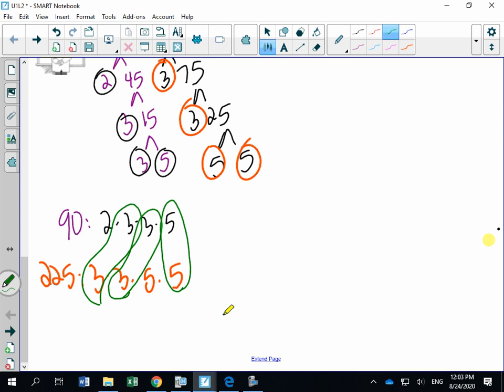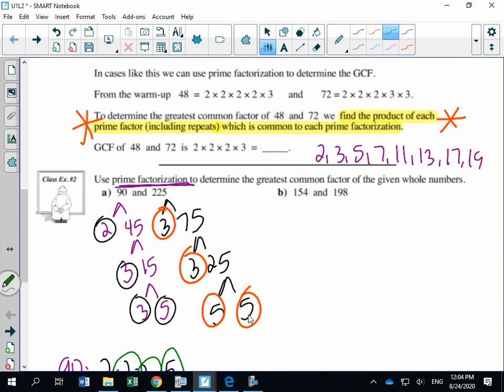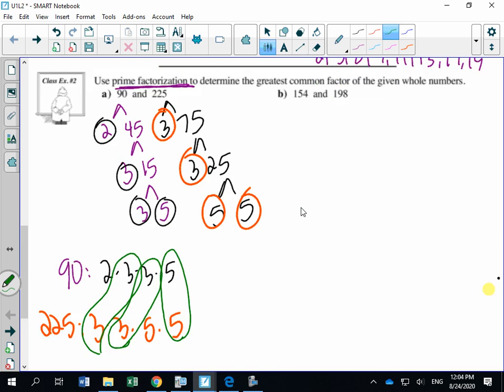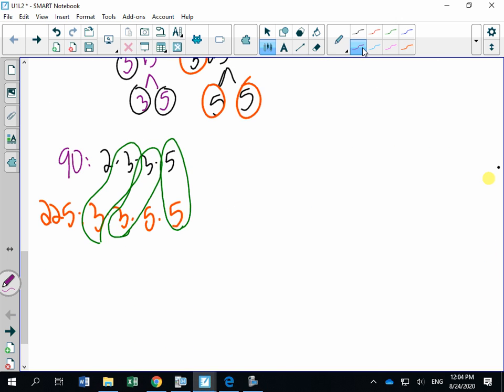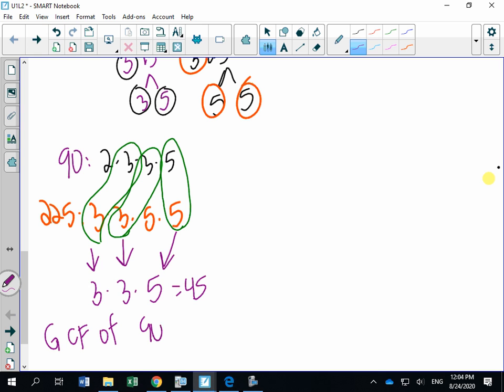Then what you do is you take out, it says you're going to find the product of those numbers. So these 3s, I'm going to take out a 3, and a 5, and the product of those numbers means you multiply. So 3 times 3 times 5 is 45. So the GCF of 90 and 225 is 45.